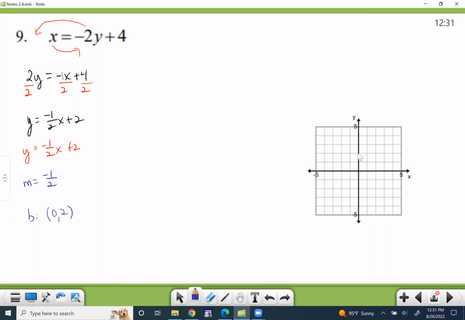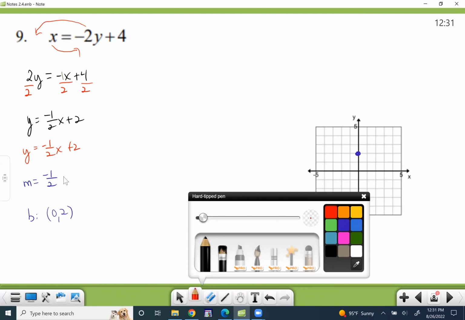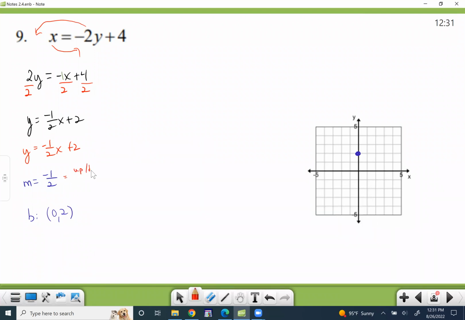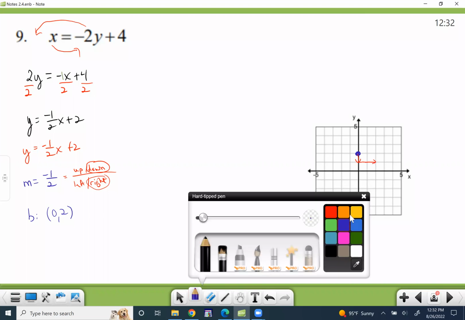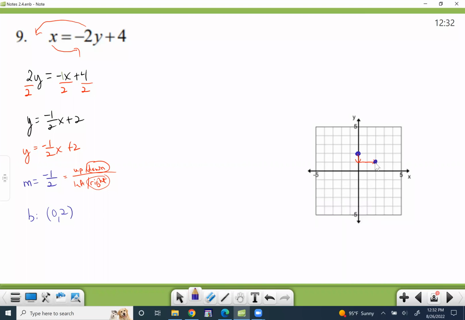So we're going to start there. We're going to go up 2 and we're going to put our dot. Now from there, we have to figure out our slope. We have to decide, am I going to be going up or down? Am I going to be going left or right? Well, it's a -1, so I'm going to be going down. It's a +2, so I'm going to be going right. So we're going to go down 1, right 2. We'll put a dot. And we'll do it again. Down 1, right 2. We'll put a dot.